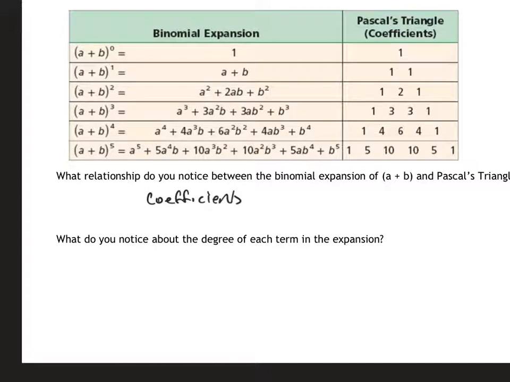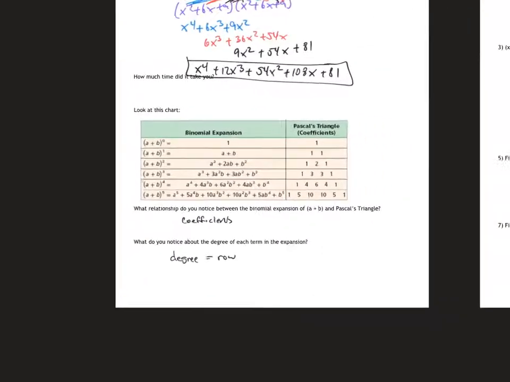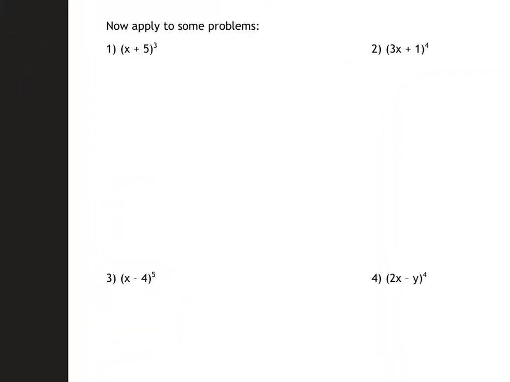Now, what do you notice about the degree? The degree equals your row. I'm going to show you a nice, easy way to organize this so that way we can kind of look at it and keep things straight. All right, now to apply this. So what I'm going to do here, this kind of helps me out. You can do it vertically, you can do it horizontally. I like to do it vertically. For me, it's just easier to visualize.